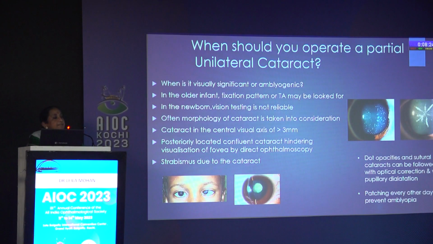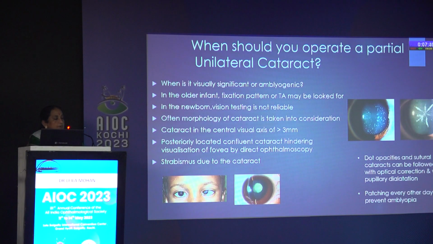So when should we operate in a partial unilateral cataract? When there's a partial unilateral cataract, there is no nystagmus. We want to know when we should operate. In the mild forms, dot opacities, which are very common, and sutural cataracts, when they are referred to our OPD, we don't need to tackle them unless they are visually significant. As already pointed out in the basic evaluation, vision cannot be tested in a newborn. In an older child, we can test acuity, but in the newborn, we cannot tell whether he can see or not because of the cataract. So often the morphology of the cataract is taken into consideration.